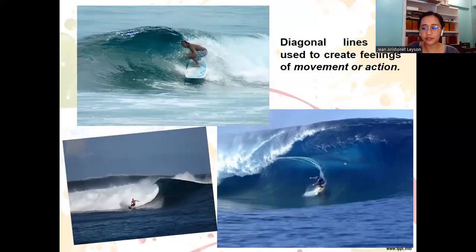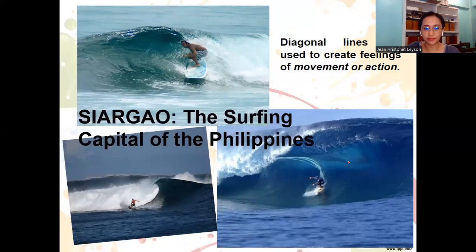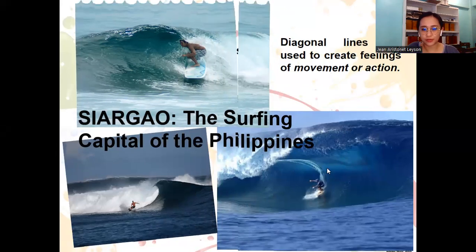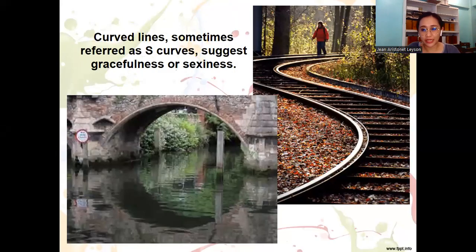So diagonal lines give us the feeling of movement or action. So these pictures are still taken from Siargao. Curved lines, on the other hand, sometimes referred to as S-curves, suggest gracefulness or sexiness, as can be seen in a woman's body. So we have here train tracks, and we have here a curve formed under a bridge.